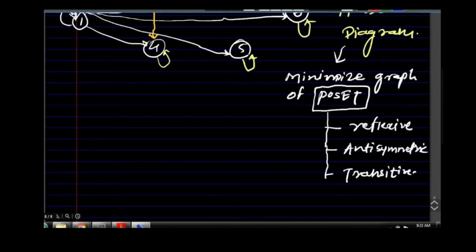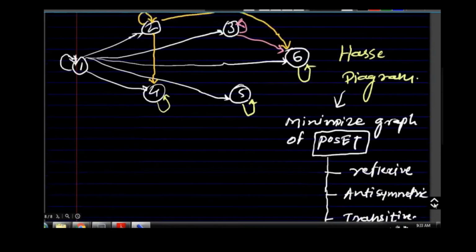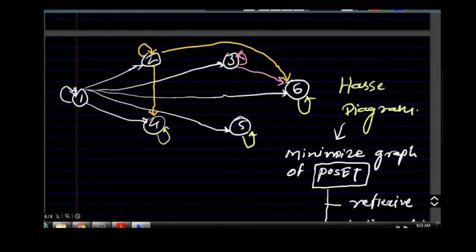Reflexive, antisymmetric, and transitive. So the meaning of a poset is satisfying all these properties. A poset is satisfying all these properties, and the Hasse diagram is used to minimize a poset. Let us understand how this diagram is minimized. Let me paste it one more time.